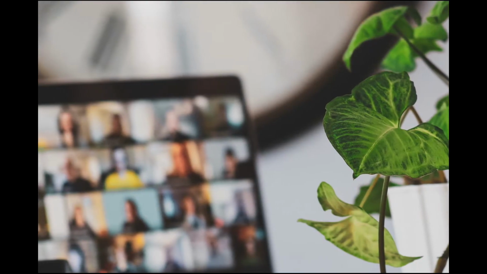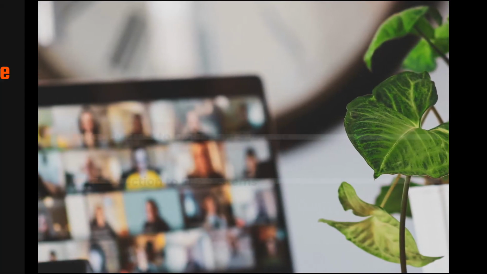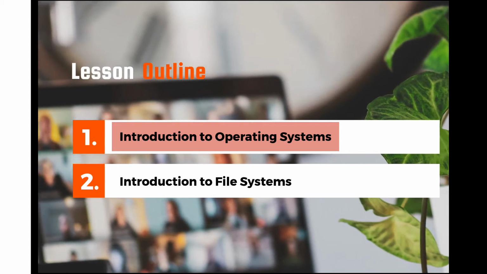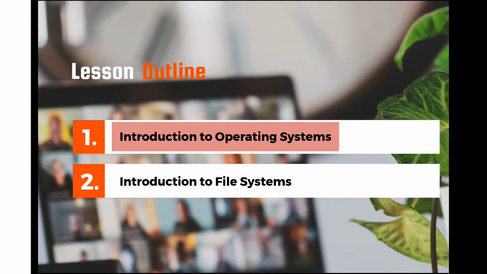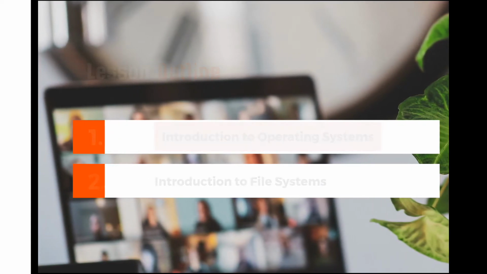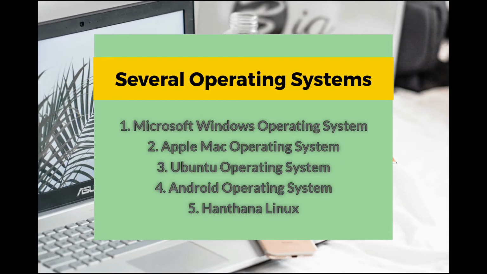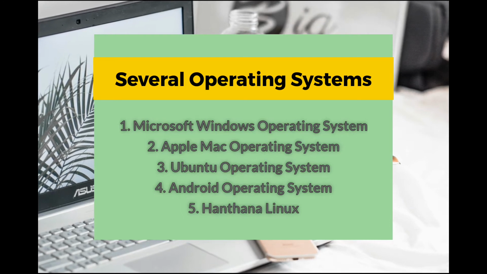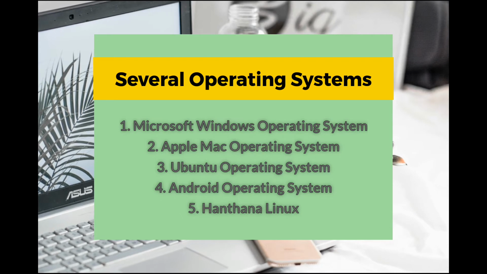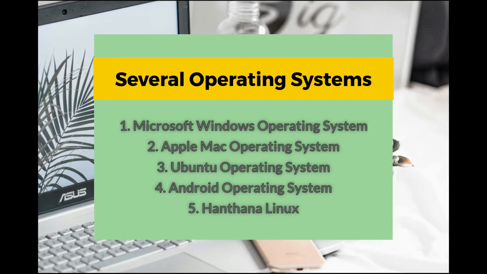After finishing off the introduction to the lesson, let's move to the lesson outline. In the lesson outline, the first part which we have to learn is the introduction to operating systems. There are several operating systems available, such as Microsoft Windows operating system, Apple Mac operating system, Ubuntu operating system, Android operating system, and Hantana Linux.